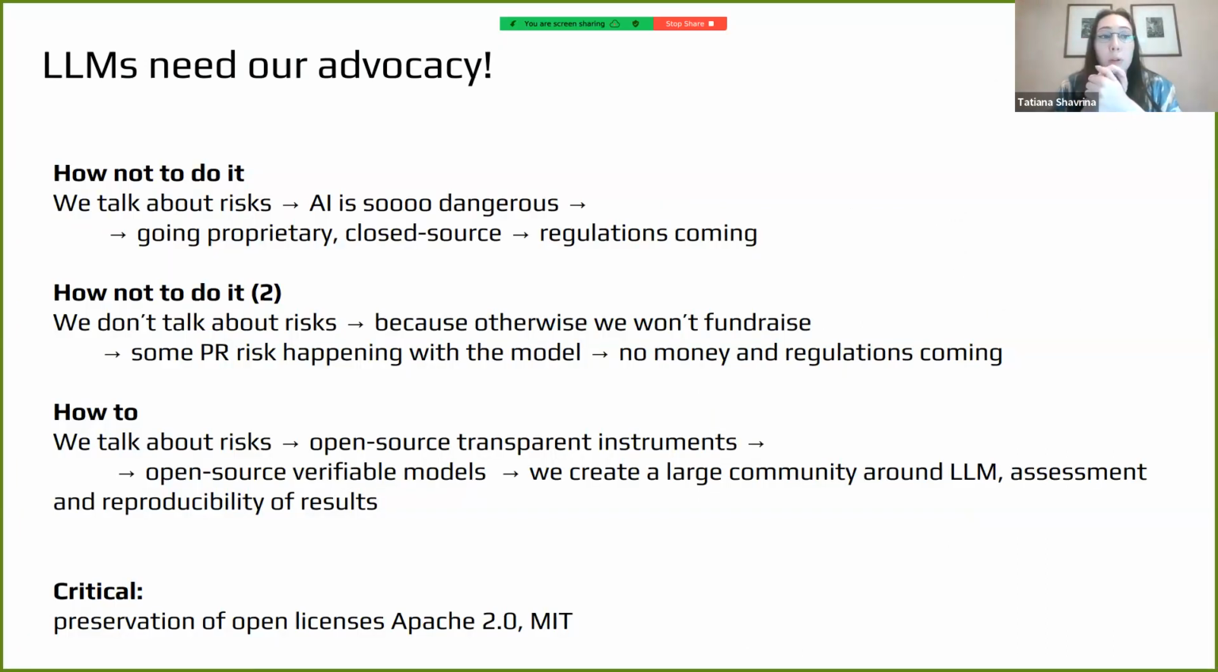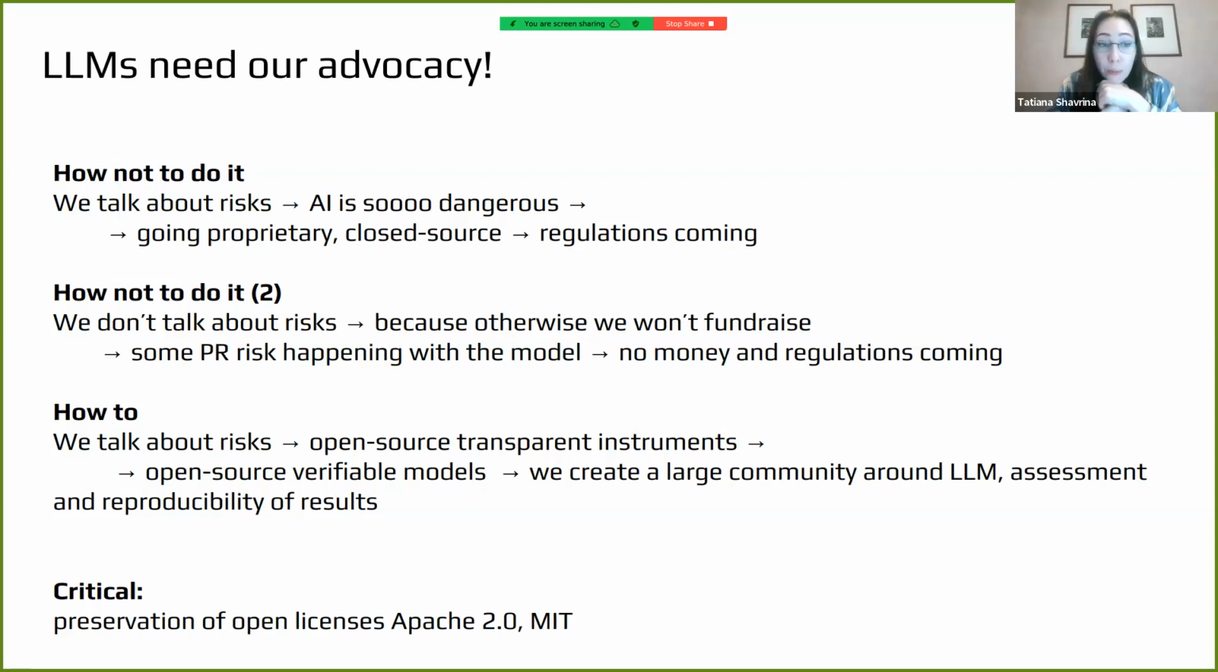So large language models simultaneously do need our advocacy, for sure. And what we can do here is address the cases of Galactica or OpenAI. And the bad way to do that is, for example, we talk about risks, and we set up the hype train about how AI is so dangerous, and then we just want to go full proprietary closed source. And as we are closed source and no one besides us knows the real risks of the model and its real capacities, then the regulations are coming, for sure.